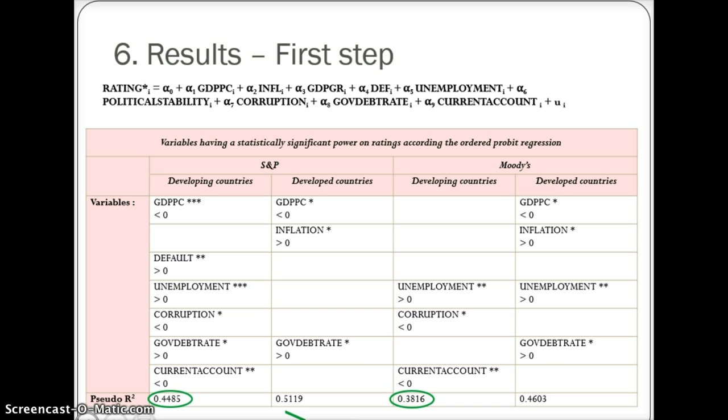It leads us to think that perhaps Standard & Poor's gives higher weight to these significant variables, or that it includes fewer variables in its rating process than Moody's in order to give ratings. We also underline that pseudo R-squares for developing countries are smaller than for developed countries. We can make the assumption that it's more difficult to have information about developing countries.